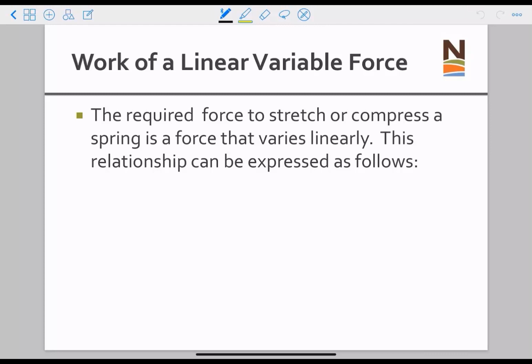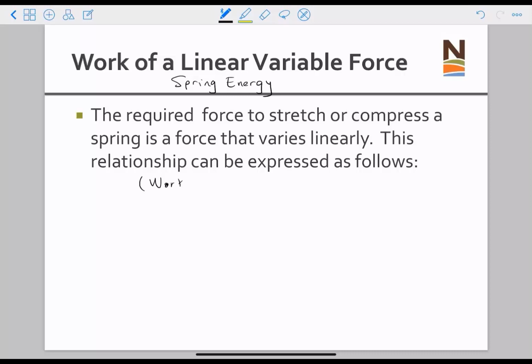So what we're going to do now is look at another form of energy. This energy would be work of a linear variable force, or another way of putting it would be simply spring energy. The required force to stretch or compress a spring is a force that varies linearly. This relationship can be expressed as follows.